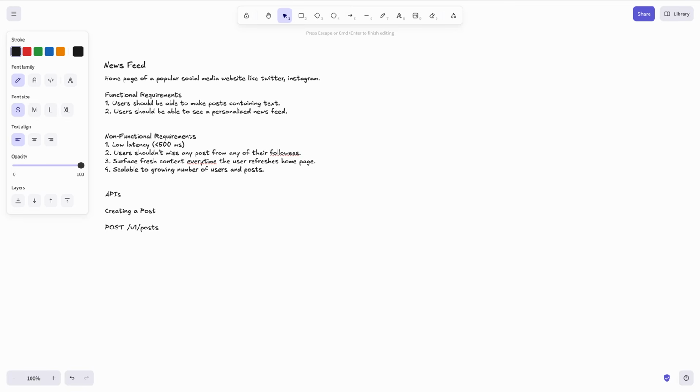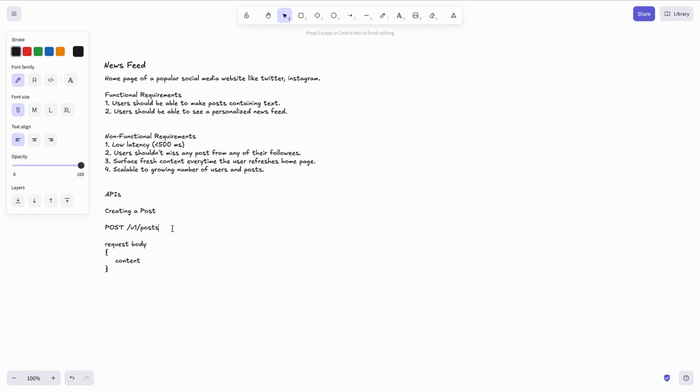Now, what does this API need to receive from the client? Definitely it needs the post content. So the post content could be sent in the request body in a JSON object. So it will have the content and any other important fields.